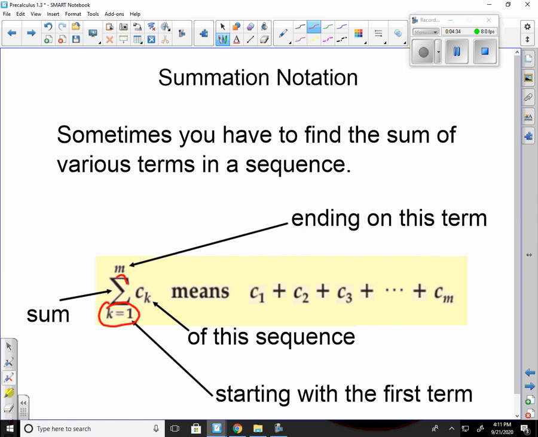This symbol, which is called an epsilon, that symbol means that we find the sum. So as soon as we see this, we know that we're going to find a sum from k equals 1, so starting with the first term, going up to the mth term, so that's the term that we end on, of this sequence. That means that we do c1 plus c2 plus c3, first term plus second plus third term, all the way up until we hit our m term.